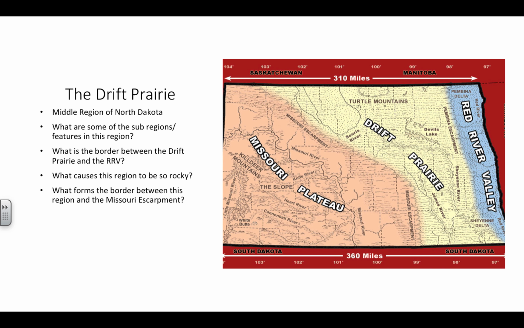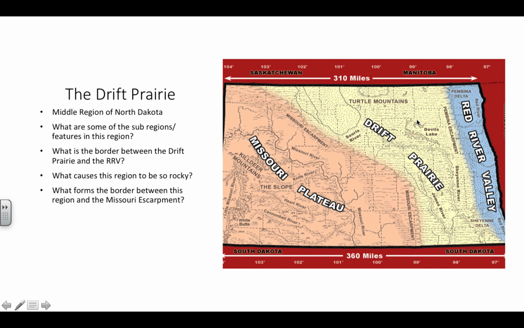So some of the subregions, as it talks right here, and some of the features of the region, the lakes and rivers, obviously. You have up here the Turtle Mountains, and you can see on both sides of the Drift Prairie, right here you have the Missouri Escarpment, and right here you have the Pembina Escarpment. The word escarpment means a sharp rise in elevation.